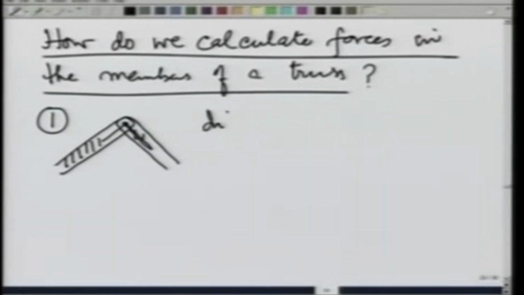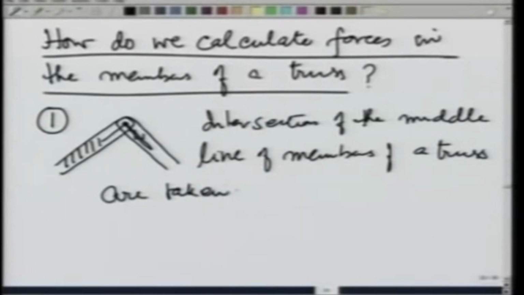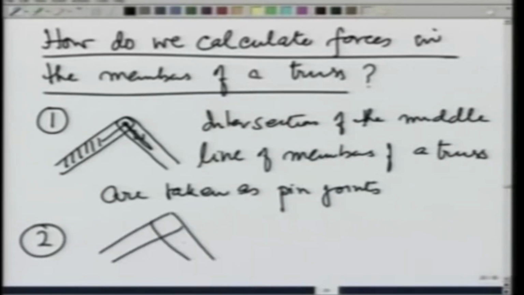So, the intersection of the middle line of members of a truss are taken as pin joints, and as a corollary, any plate or bolting that can be done here, we ignore the torques arising because of that.